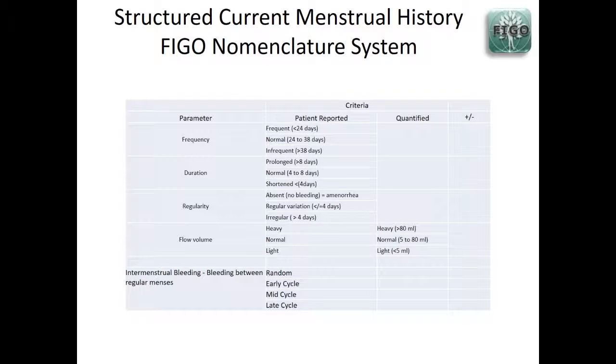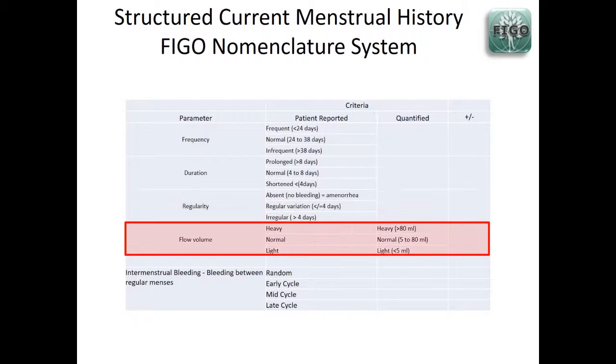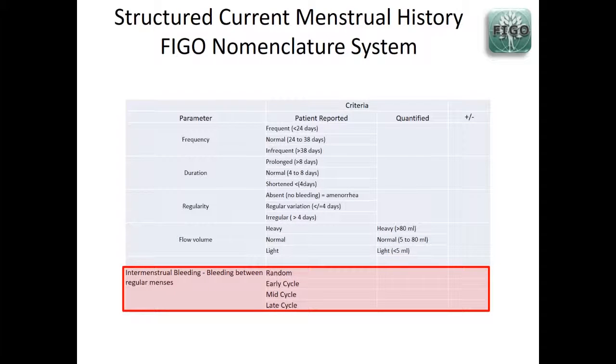When using the FIGO systems, first start by obtaining a structured menstrual history, identifying the frequency, duration, regularity, and either the patient's perception of volume or, in the circumstance where there are opportunities to measure volume, the measured volume. In addition, any complaints of intermenstrual bleeding should be identified, and it should be determined whether this bleeding is random or occurs consistently in the early, mid, or late cycle.